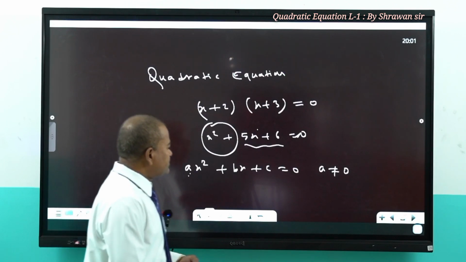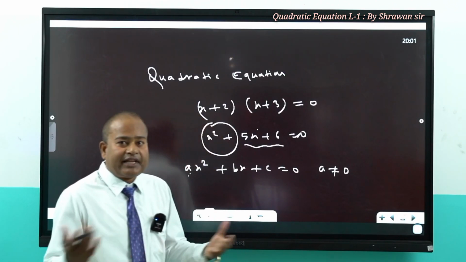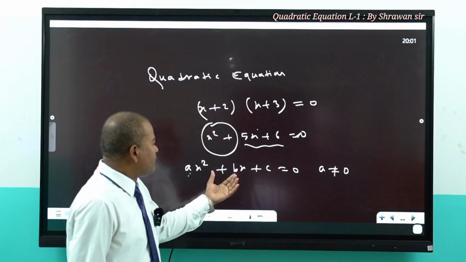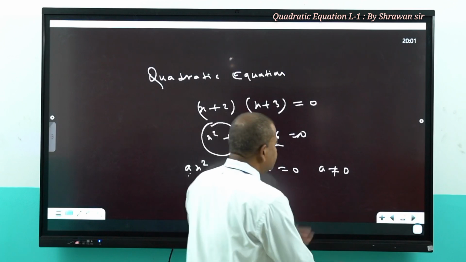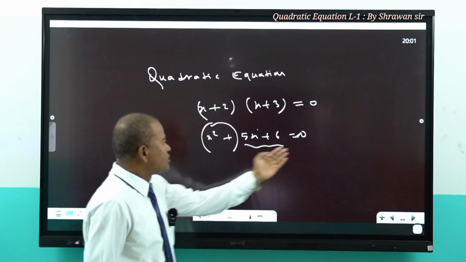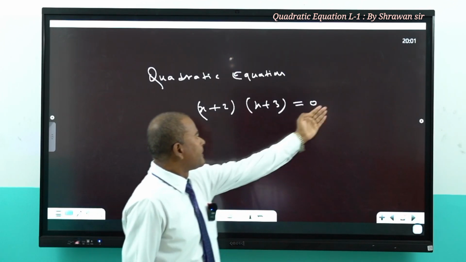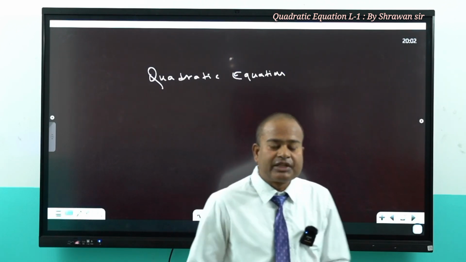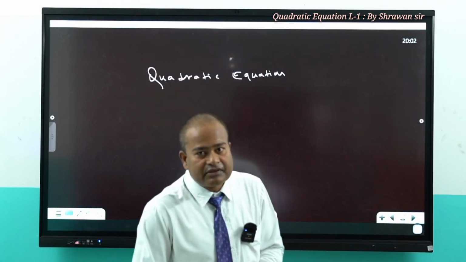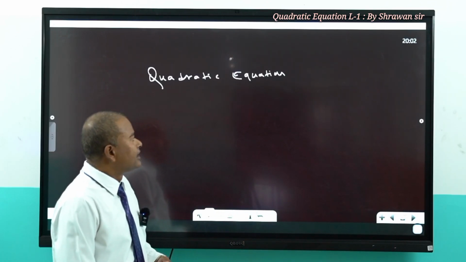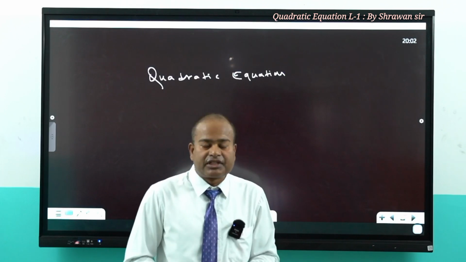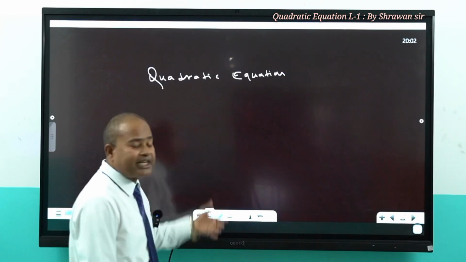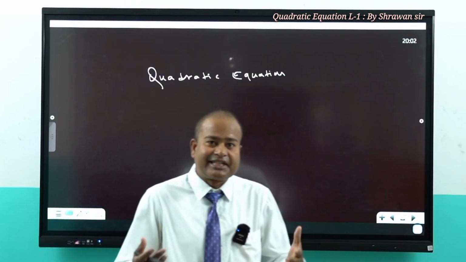Dear students, a quadratic equation we can solve in different ways. We'll discuss that in the second video. Solving a quadratic equation means expressing the given quadratic equation, or equation of second degree, as the product of two linear factors, and then after equating we get the two values. That means there are two roots, or two solutions, of a quadratic equation. So let's take one example, but in the second video we'll discuss in detail.